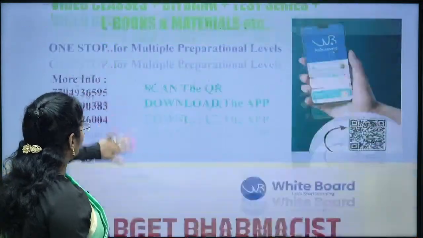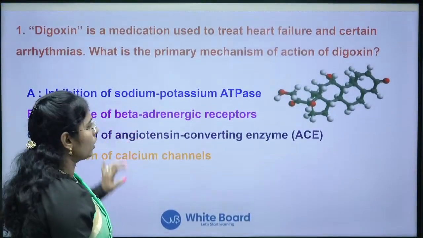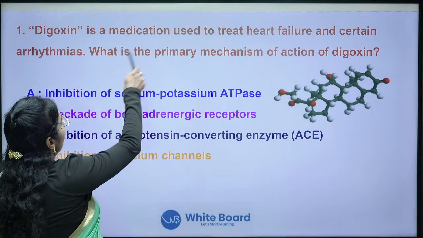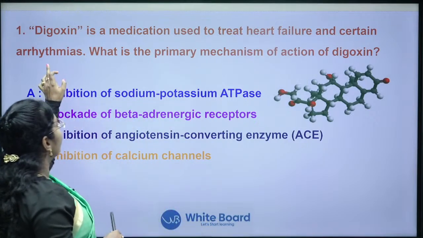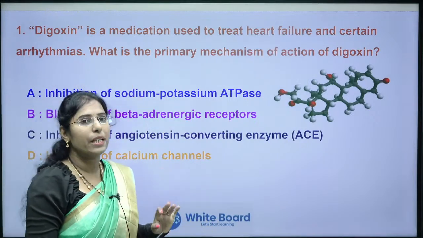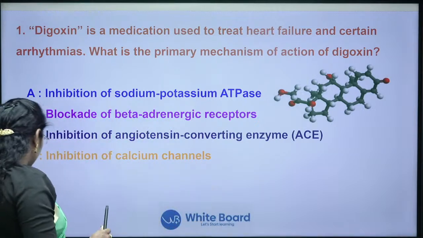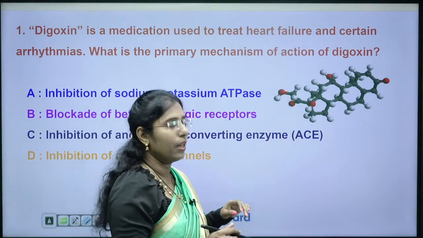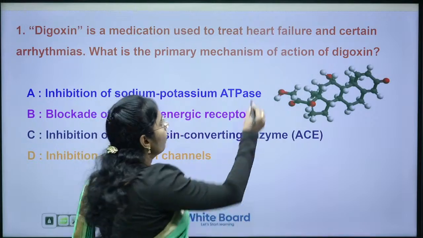So coming to the grant test paper, the first question is: digoxin is a medication used to treat heart failure and certain arrhythmias. What is the primary mechanism of action of digoxin? First of all, what is heart failure? Heart failure is nothing but the heart being unable to pump the blood.